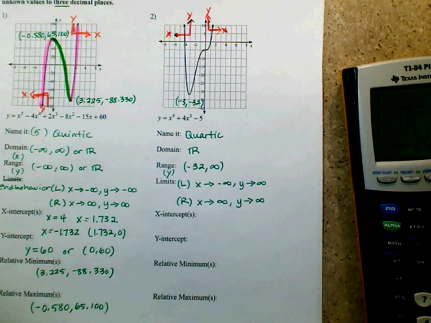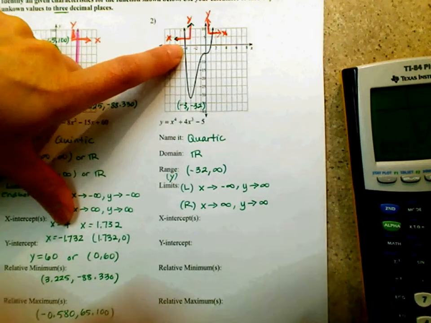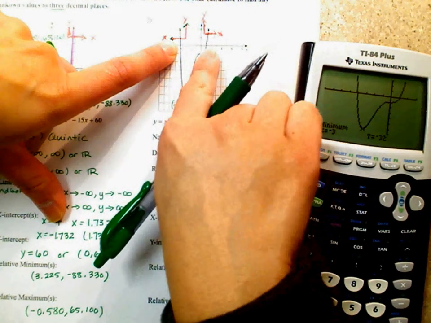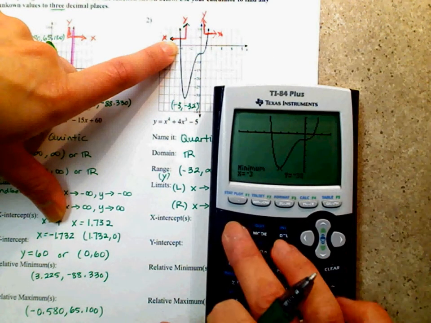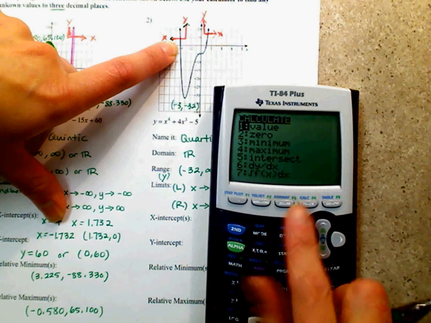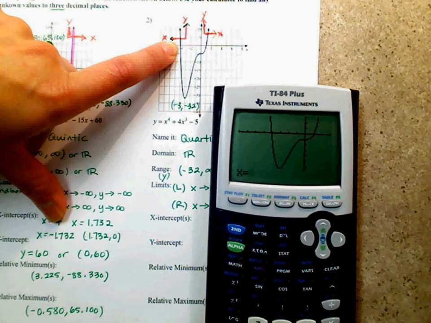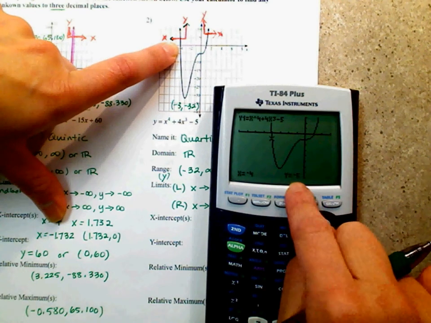Your x-intercept. Well, this looks like it's a negative 4, and that looks like 1. But make sure you double check. Two different ways. You can use your zero, see how it's 0? Or I'm going to do my value, so I'll show you guys one more way, okay? So hit 1 for value. I said, I think it's crossing at negative 4. Let's double check. So hit negative 4, enter. Oh, look, it's at negative 5. So that can't be right, okay?